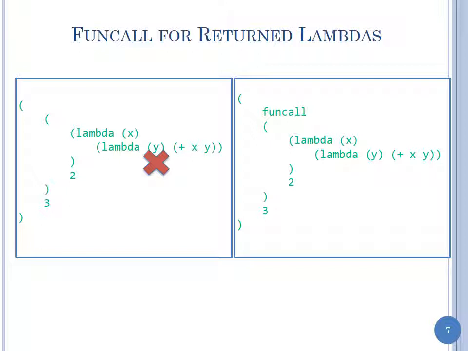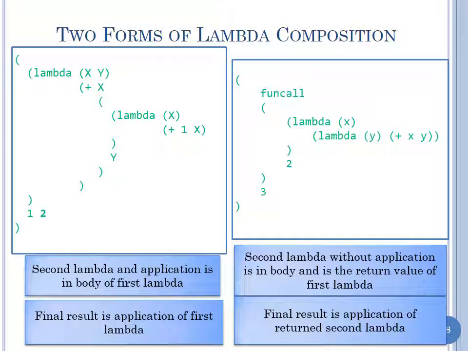Now that we've got the syntax right, I should have done the following. I should have done func call on the right-hand side rather than just put a nested lambda.